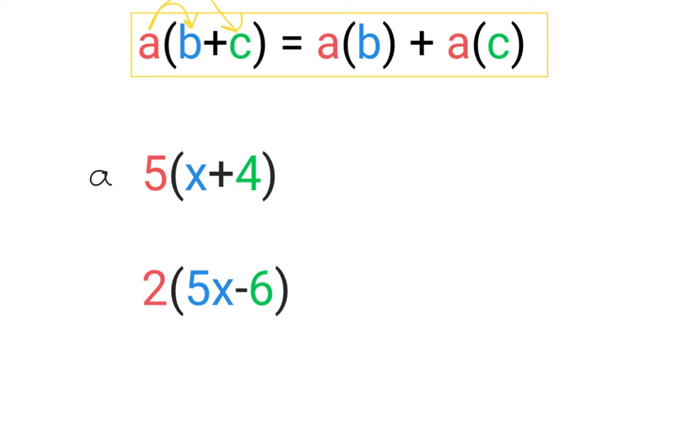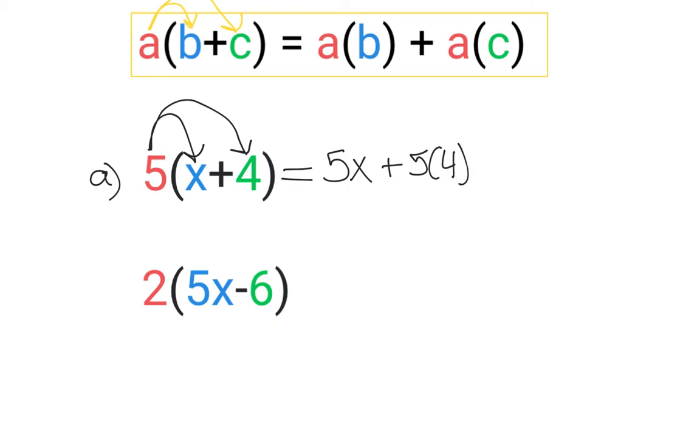So for this first example, I have 5 times the quantity x plus 4. That means I have 5 x's, so 5 times x, plus 5 times 4. And then since I can simplify this further, I will. I have 5x, that stays the same, but 5 times 4, I can simplify to 20. And so there's that simplified expression.